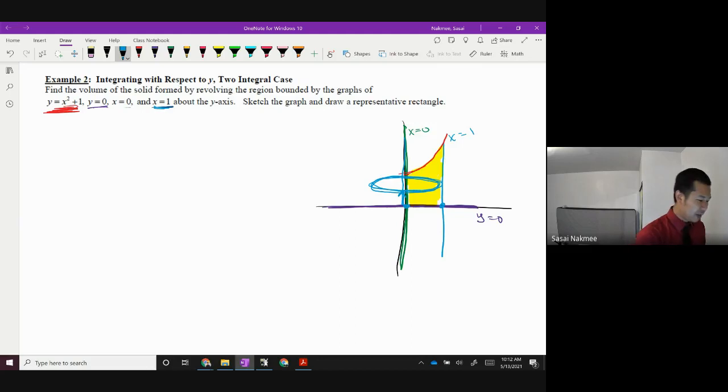Now, you might have noticed this is the 2 integral case as the label is put there, and that's because I need to do this integral twice, right? If you guys look closely, if I spin this right here, this disk that's formed right here is going to be constant from this y value all the way up to here. You see that? This disk method will be like this all the way up to here, won't it?